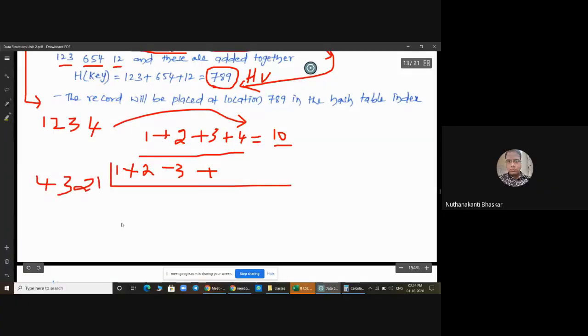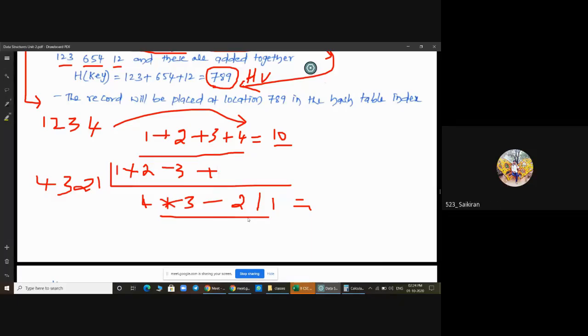Now I want to use another mechanism. First I want to apply multiplication, 4 into 3. Next I want to apply subtraction. Next I want to apply division. Like this. Understand? But this format is the same for all the cases, all the inputs and all the operations. Understood, everyone? Yes, sir.